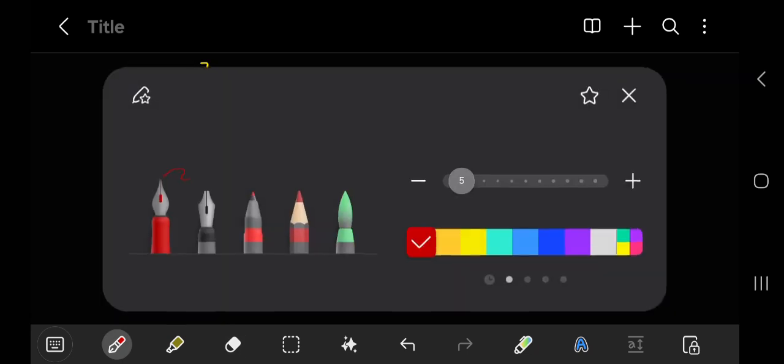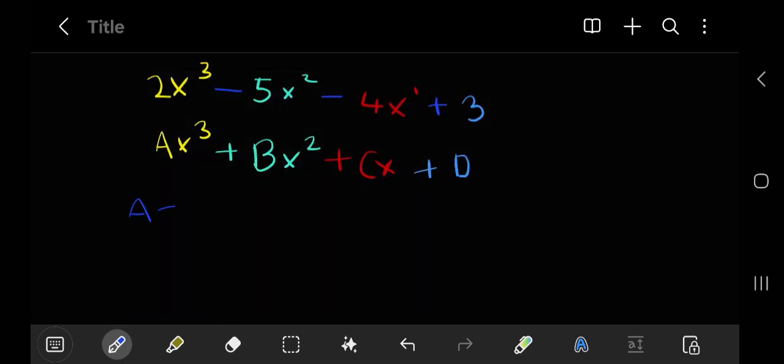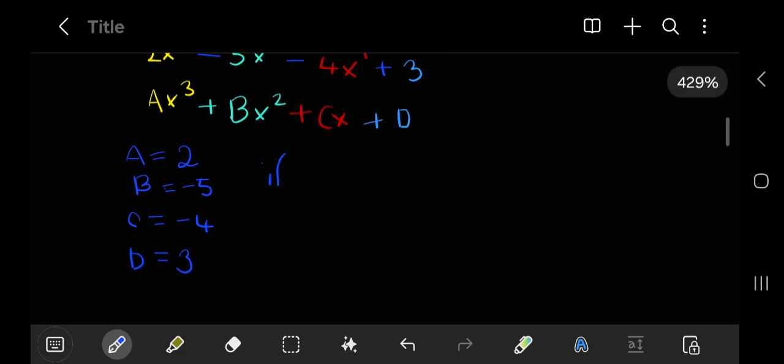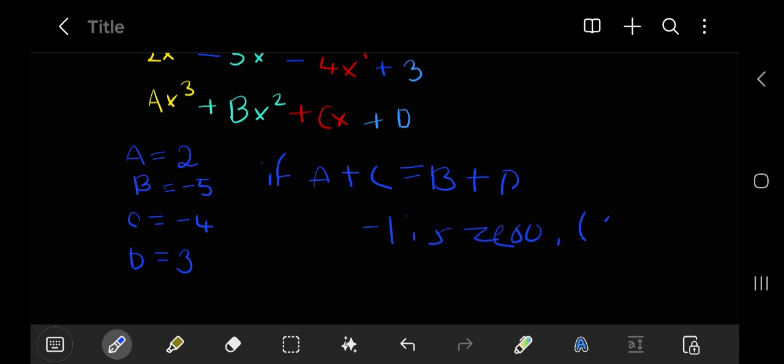Now this is another example: 2x³ − 5x² − 4x + 3. Let's identify what a, b, c, d are. My a = 2, my b = −5, my c = −4, my d = 3. Let's take this sum: 2 − 5 − 4 + 3, which is not equal to 0. Let's check a + c = b + d.